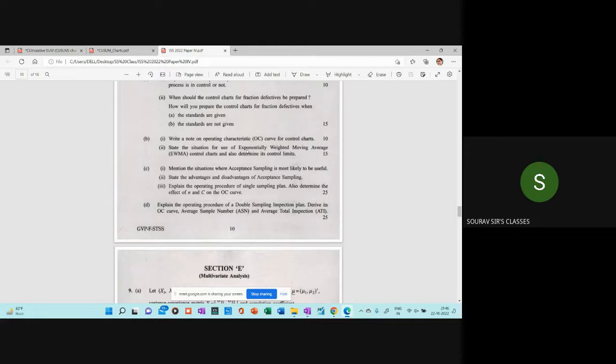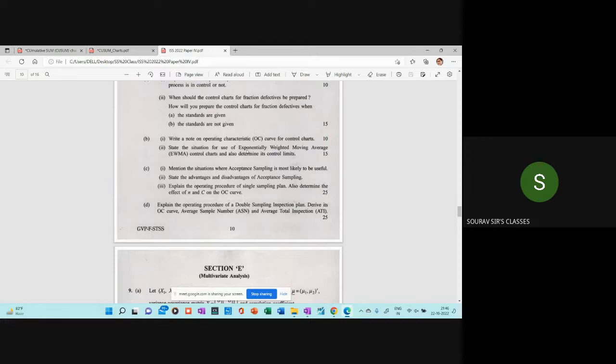And here we have to deal with a few terms, which you have already heard in the question: ASN, ATI, OC, these kinds of things. So we will first go with the proper definition of what they are asking for. The OC curve, or operating characteristic function, is the probability of accepting a lot of quality P under the sampling inspection plan. Before this, we need to know what a sampling inspection plan is.